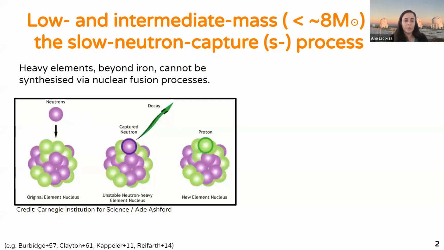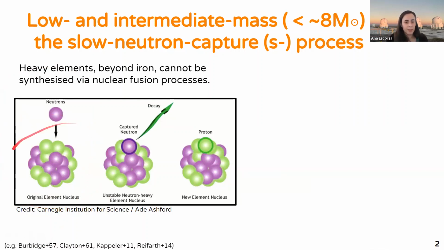Just to remind you how the slow neutron capture process works, because I will be talking about this process the whole talk. The way it works is the following. We have the nucleus of our original element, and we are in a neutron-rich environment. At the beginning of the chain, this nucleus will be iron. Iron is the seed of the S process of nucleosynthesis, which already tells you that this process is quite dependent on the metallicity of your AGB star.